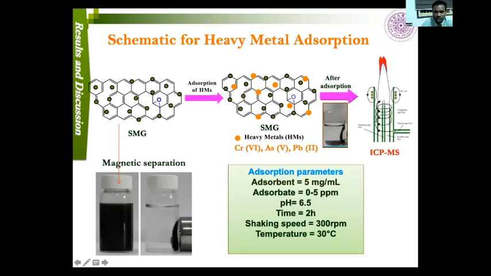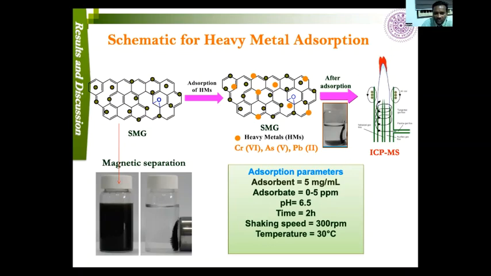So once we prepared the material, our aim is to go for adsorption of heavy metals, killing bacteria, and biocompatibility. The first one is that we have taken smart magnetic graphene. This is the black dispersion you can see here in the image, and it is magnetic because if you keep a magnet nearby, it will get separated from the solution. So we have taken smart magnetic graphene solution, and to that we added heavy metals. The heavy metals would get adsorbed on top of smart magnetic graphene.